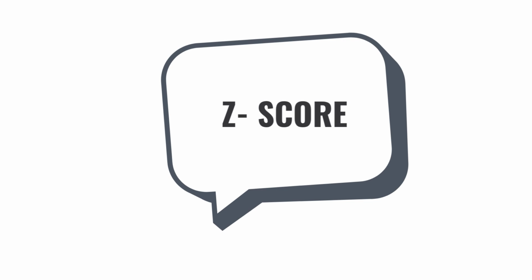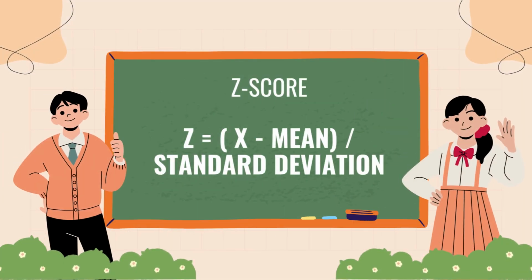Z scores tell us one simple thing: how far a value is from the average in terms of standard deviation. In other words, it tells us how unusual or typical a value is. The formula is Z equals (value minus mean) divided by standard deviation. You don't need to memorize it, just understand this: distance from average divided by spread of data.